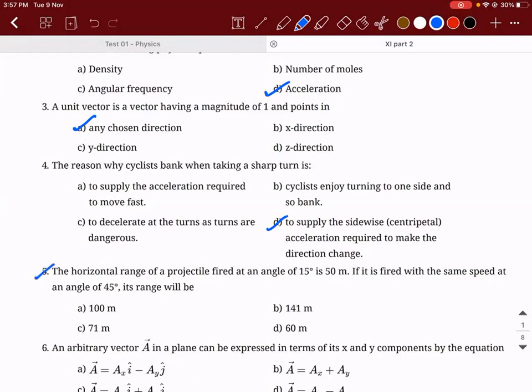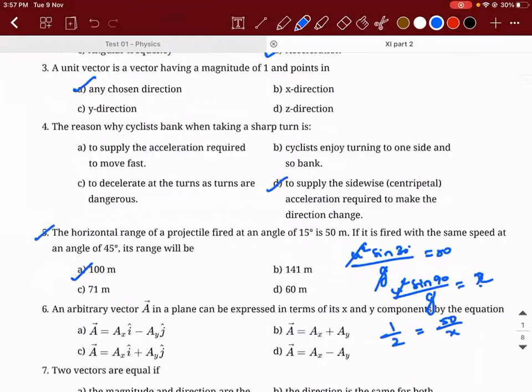Okay. 5th one. The horizontal range of a projectile at an angle of 15 degrees is 50 meters. If it is fired with the same speed at an angle of 45 degrees, its range would be 100. Is it getting doubled? So initially u square sine 30 divided by g is 50. U square sine 90 divided by g will be how much? If I take this to be x, u square by g and u square by g will get cancelled. Sine 30 is half is equal to 50 divided by x, cross multiply, x is 100, correct?